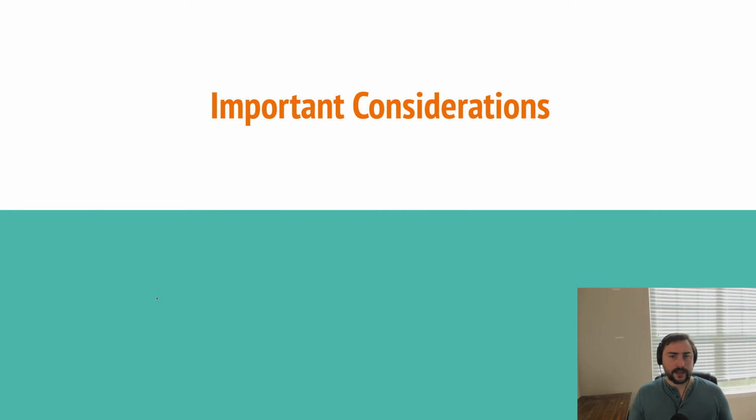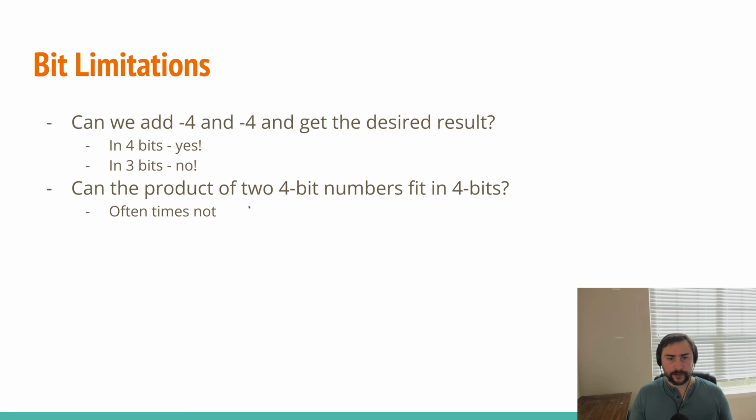Okay. Now there are some important considerations to think about whenever we're doing arithmetic with these binary numbers, because we're always talking about things, typically with a fixed bit length, right? Because our computers at the end of the day, everything's in hardware, right? We have a limited number of bits, say, for every operation and what we have for storing things in memory. So it's important to think about our limitations in terms of bits. So for example, can we add negative 4 and negative 4 and get the desired result? And we have the great computer architect and performance engineer answer of, it depends.